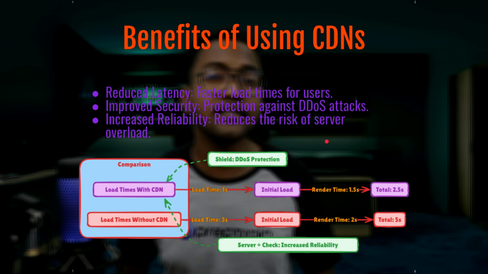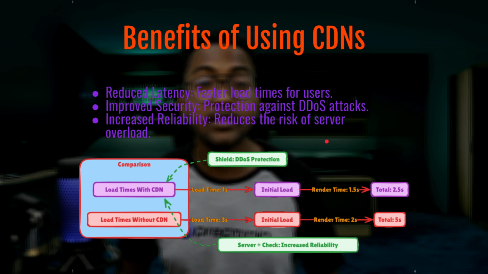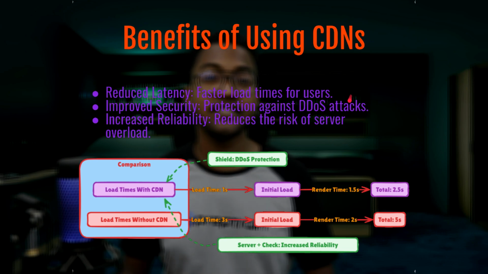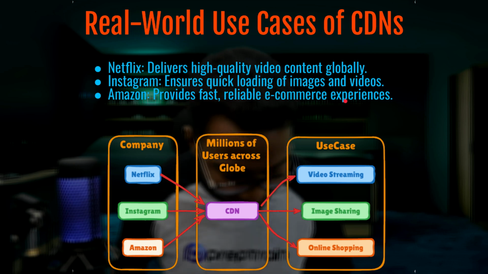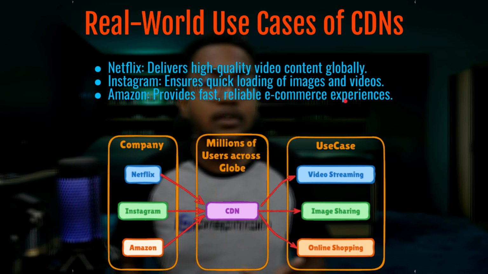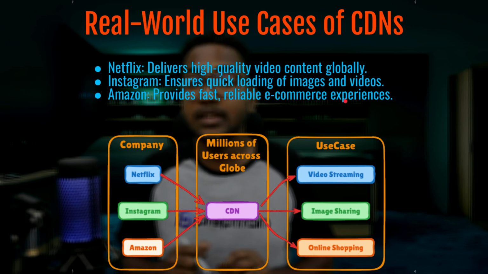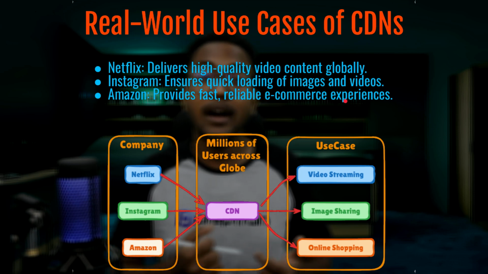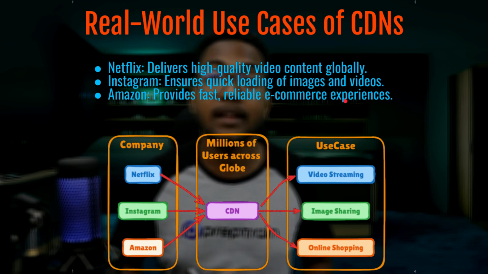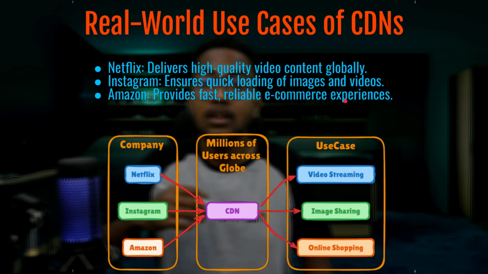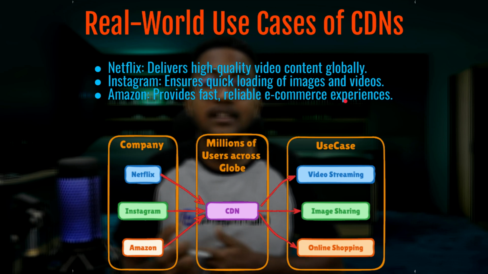Next, let's look at some real-world examples of companies that are using CDNs to deliver content efficiently and provide a seamless user experience. So, first up is Netflix. As one of the largest streaming platforms in the world, Netflix serves millions of users across different continents. They rely heavily on CDNs to deliver high quality video content without buffering. Imagine trying to stream a 4K movie without a CDN.